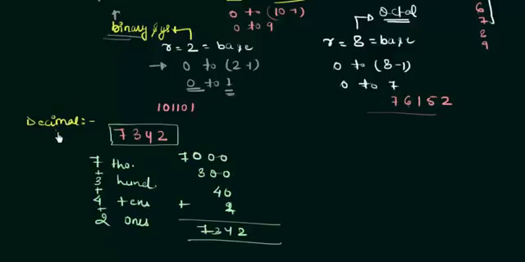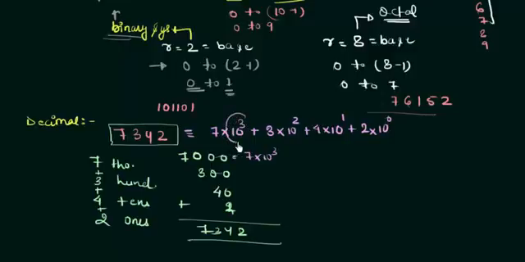The powers of 10 are not represented. The powers of 10 means, if I write 7 multiplied by 10 to the power 3, because it can be written as 7 multiplied by 10 to the power 3 plus 3 multiplied by 10 to the power 2 plus 4 multiplied by 10 to the power 1 plus 2 multiplied by 10 to the power 0. So generally these powers of 10 are not written with the number.